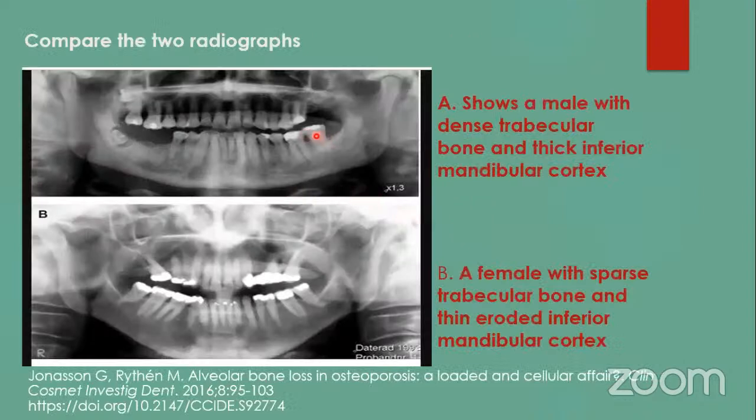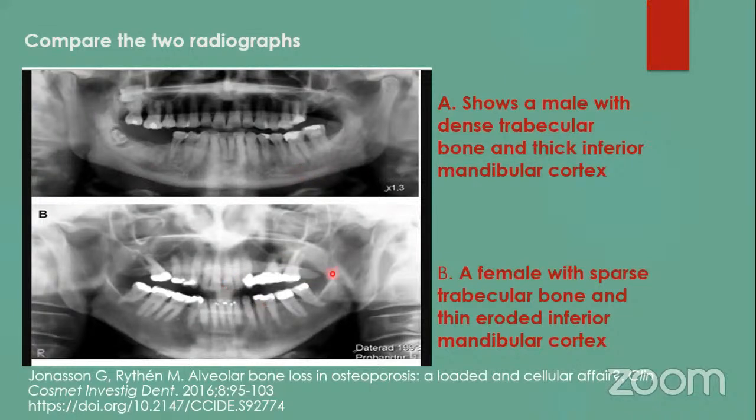Okay, so you can compare these two radiographs. The top one, A, shows a male with a dense trabecular bone and thin inferior mandibular cortex. The trabecular bone is quite dense, very dense. And then the mandibular cortex is also dense, and you can distinguish it actually.